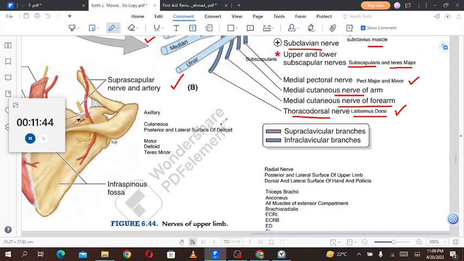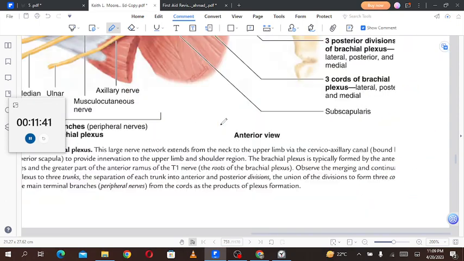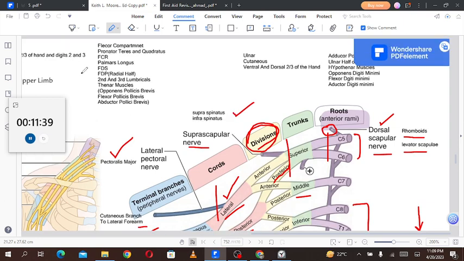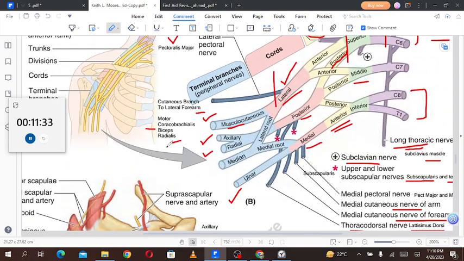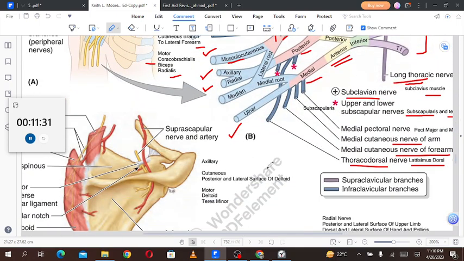Then talking about the axillary nerve, I had written it somewhere and now I can't find it. This is the axillary nerve over here. The cutaneous branch of the axillary nerve provides the posterior and lateral surface of the deltoid, and the motor branch is to the deltoid muscle and the teres minor muscle.